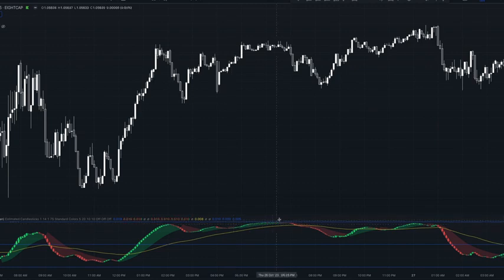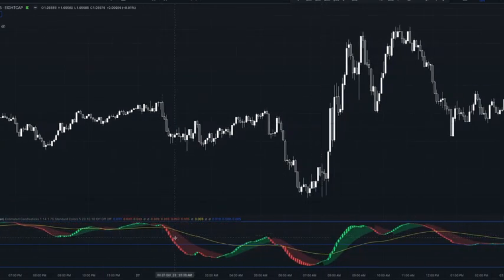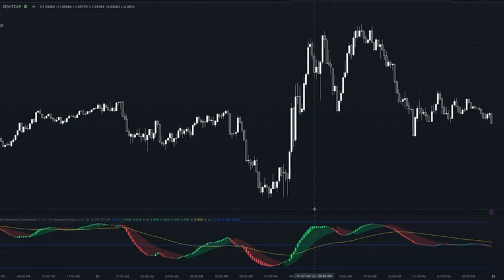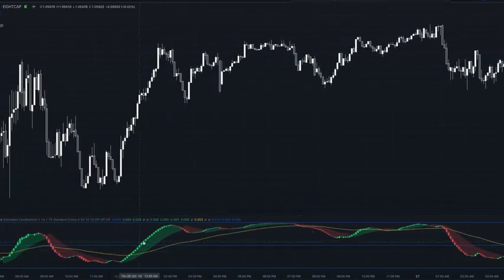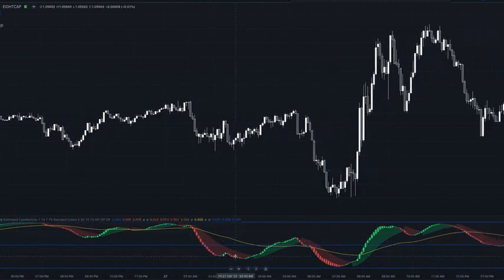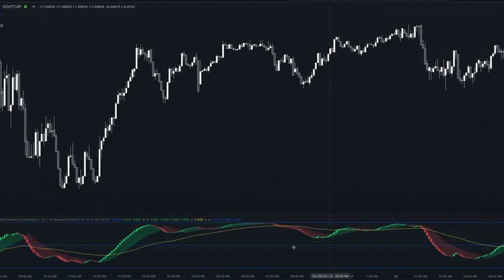So if the delta candles are going up, the yellow confirmation line will also have a positive slope and be going up. And if the delta candles are going down, the confirmation line will have a negative slope and will also be going down. So in other words, if the delta candles are going up and the confirmation line is also going up, you are in an overall uptrend. And if the delta candles are going down and the confirmation line is also going down, you are in a downtrend.